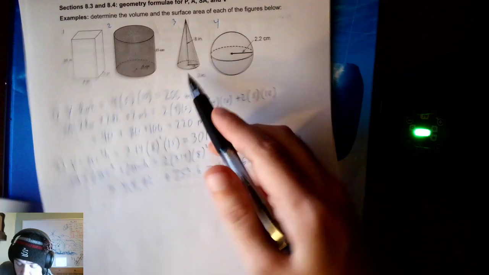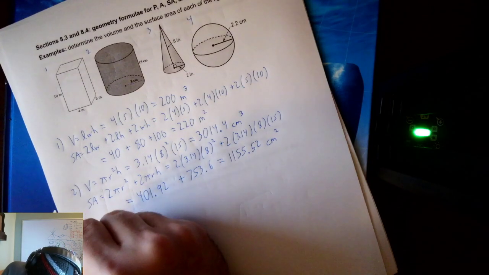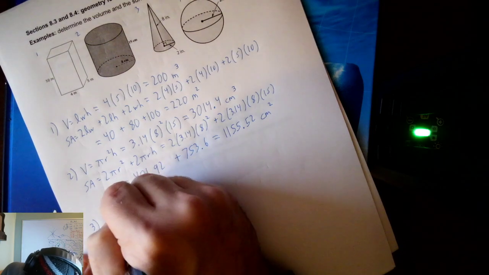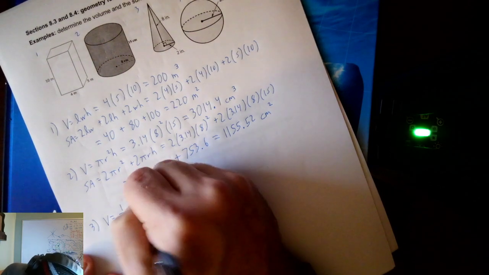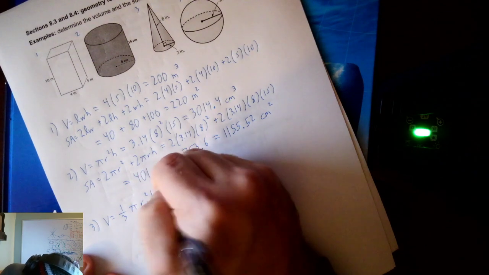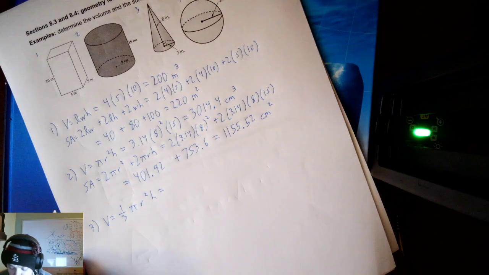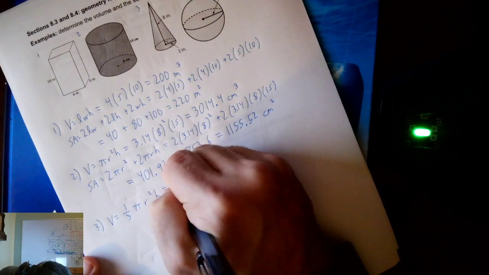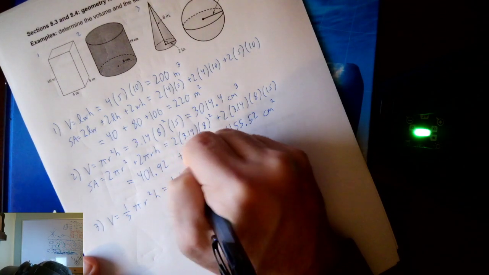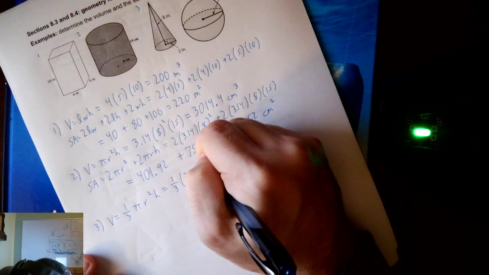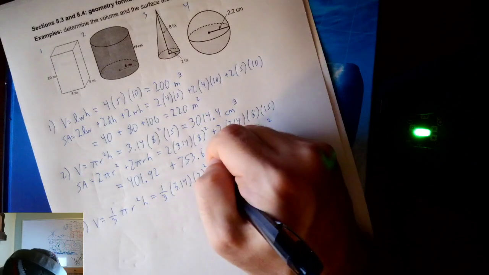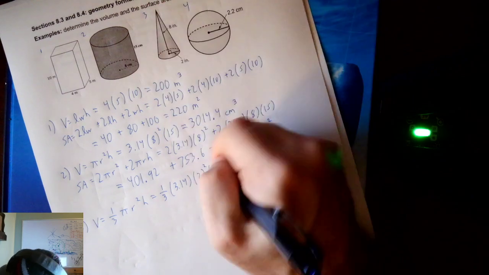Let's move on to the cone. Number 3, the cone. The volume for a cone is 1/3 pi r squared h. Well, let's see. We need 1/3 pi r squared h. Well, 1/3, pi, 3.14. R is 2, right? But 2 squared is 4, right? We're going to be squaring it. And then we need h. H is 8.